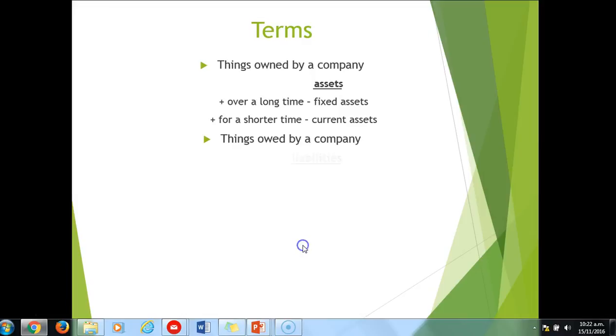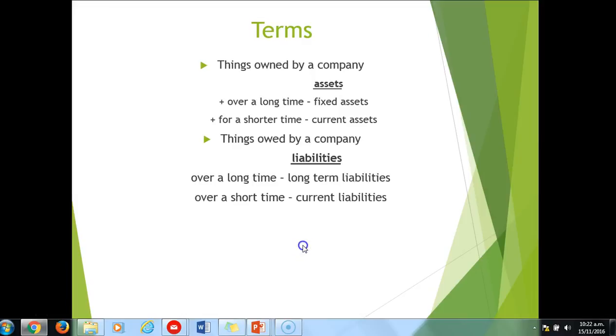So there are some key things that we need to be familiar with in terms of the terminology that we use here. As we mentioned, those things that are owned are referred to as assets. Over a long period of time, fixed assets; shorter time, current assets. Fixed assets would be things like buildings, vehicles. Over a shorter period of time, it could be things such as materials that they're going to make into products, or even cash, for example.